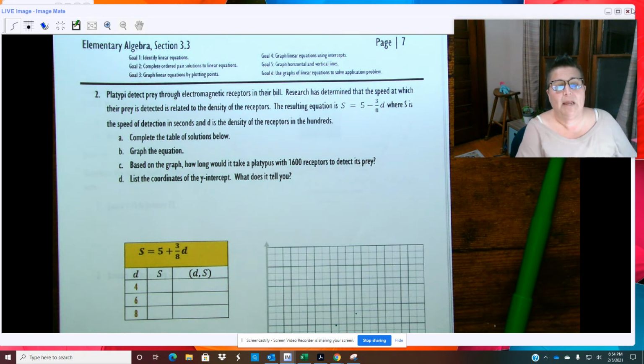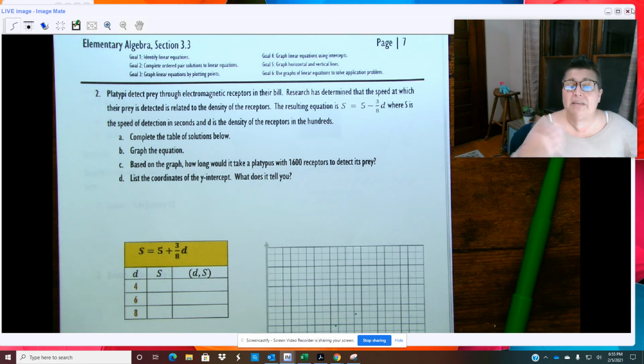So platypi detect prey through electromagnetic receptors in their bill. This is true. Research has determined that the speed at which their prey is detected is related to the density of the receptors. So how many receptors they have determines the speed at which they can detect their prey. I'm making this up now. The resulting equation is S, or speed, is equal to 5 minus 3/8 d, where S is the speed of detection in seconds, and d is the density of the receptors by the 100. So if D is 2, that means it's really 200 receptors per whatever. And if D is 5, it's really 500 receptors.